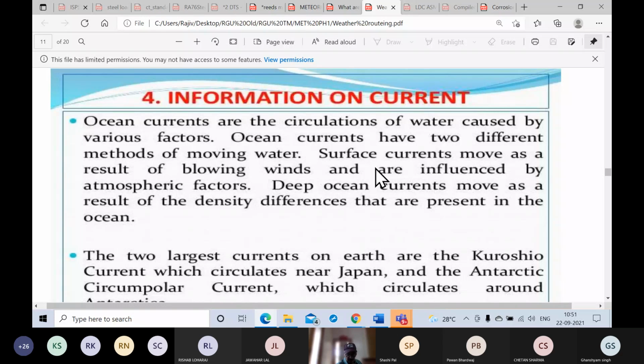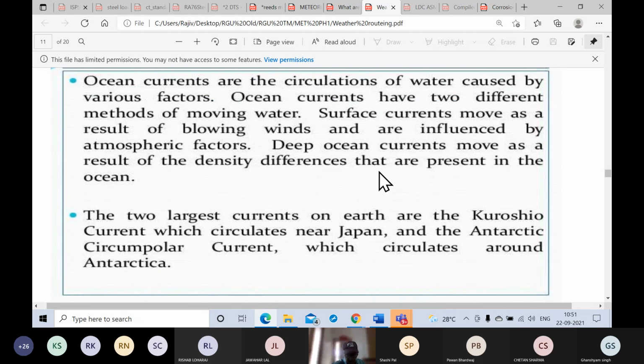But for that you need knowledge, you need information, which can be captured by meteorologists transmitting on weather services. Two very large currents on Earth which are used are the warm Kuroshio and the circumpolar current, Antarctica. The Antarctic circumpolar current circulates around Antarctica, and the warm Kuroshio current circulates near Japan. This can be used for navigational advantage.